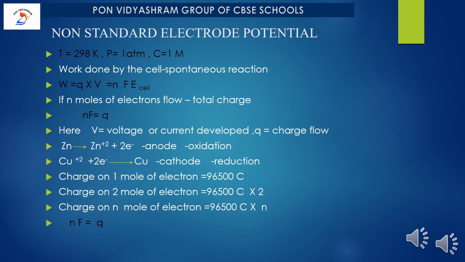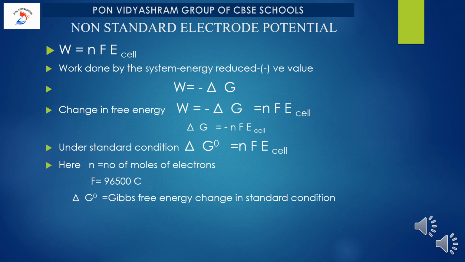Here V is equal to the voltage of the cell, E cell. Work is done by the system, so what will happen to the energy? Energy will be reduced, so a minus value will occur. When we substitute this, W is equal to minus delta G. So, the change in free energy will become negative when work is done by the system. Again, I am repeating, the change in free energy will become negative when work is done by the system.